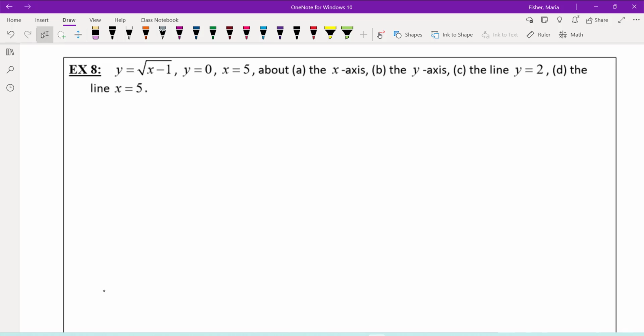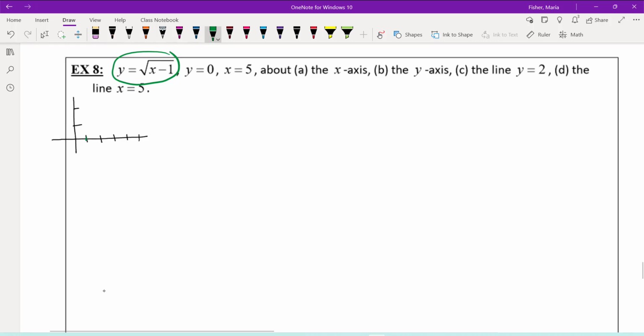Let's go ahead and draw this, and after we draw this, we will look at rotating it. So I'm going to draw y equals the square root of x minus 1. Well, that's just a square root function, but it's moved over 1 unit. There we go. That is the square root of x minus 1. Then we have y equals 0. Y equals 0 is just the x-axis. And then we have x equal 5. Well, x equal 5 is this vertical line. The region that we're looking at is this yellow region right here.